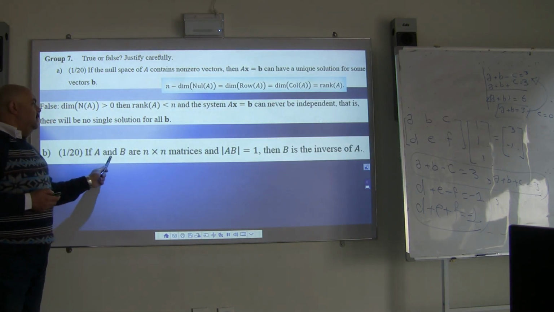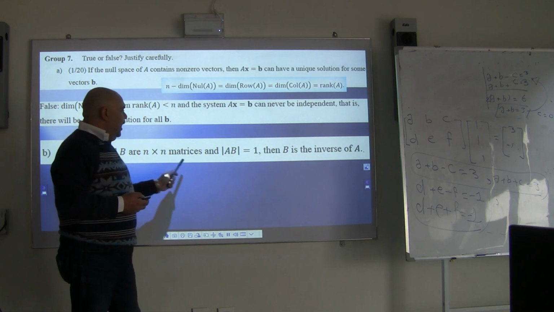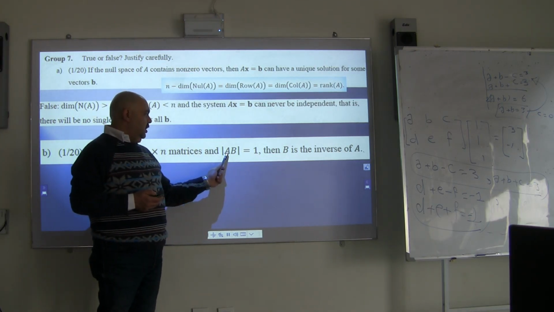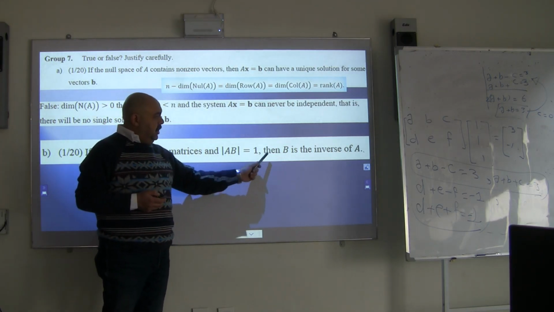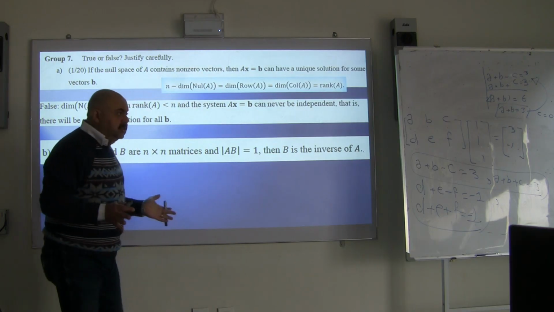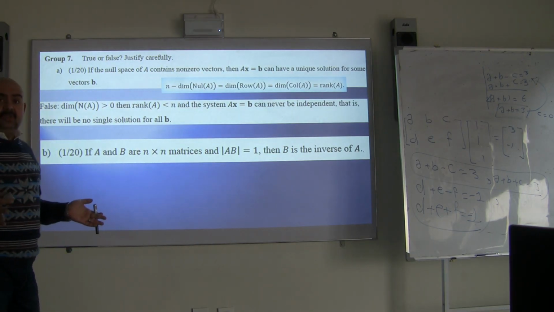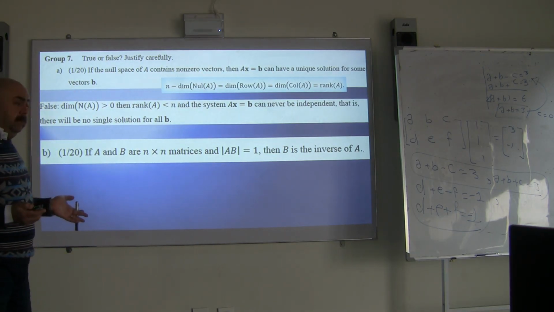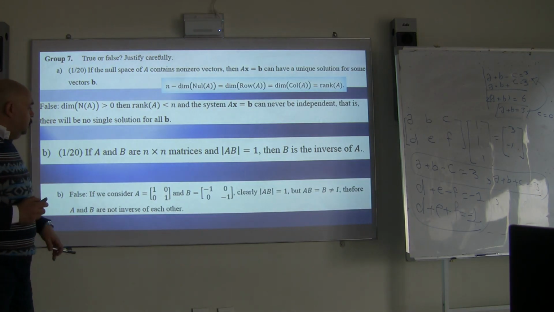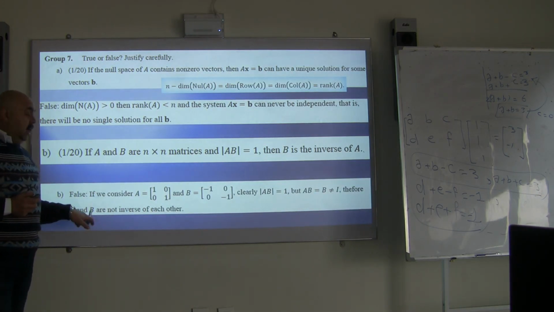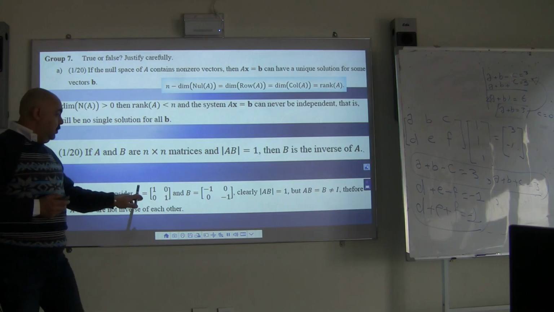Okay, if A and B are n by n matrices, and the determinant of A times B equals 1, then B is an inverse of A. Not necessarily true. You don't have a property telling you about this. And one of the smart moves in this example is to take A as a unit matrix.